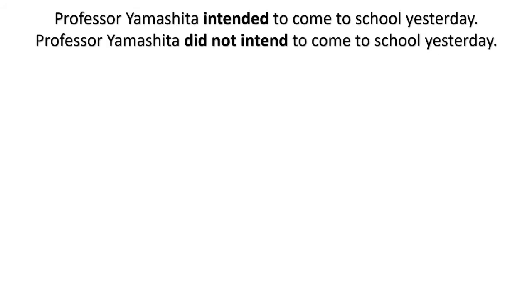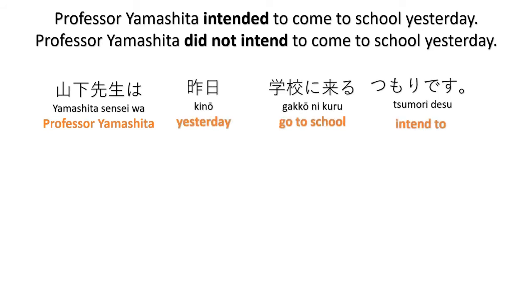Alright, now what if we want to use the past tense? So intended, did not intend. Yamashita sensei wa kino gakkou ni kuru tsumori desu. Grammatically, this is wrong because the act already happened yesterday, kino. So we do not use tsumori desu. Instead, we use the past tense of desu, which is tsumori deshita, intended, tsumori deshita. In this case, when using the past tense, we change tsumori desu to tsumori deshita, unlike in using negative. Okay? So this is correct.